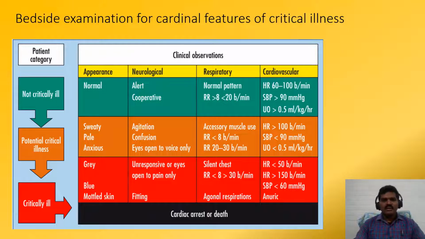Heart rate usually shows extremes of bradycardia or tachycardia, less than 50 beats per minute or greater than 150 beats per minute. In ACLS terms, you call less than 50 per minute bradyarrhythmia and greater than 150 per minute tachyarrhythmia. SBP is usually less than 60, and there will not be any urine. This is a very simple algorithm to differentiate patients into non-critically ill, critically ill, and potentially critically ill.